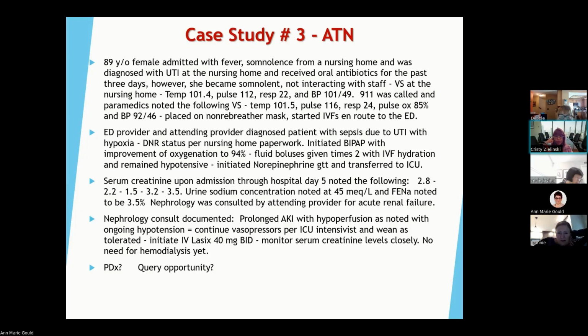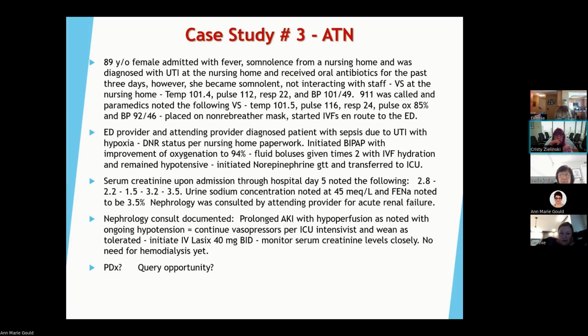Urine sodium concentration was noted to be 40 milliequivalents per liter, and FeNA was 3.5. Nephrology was consulted by the attending provider for acute renal failure. The nephrology consult documented prolonged AKI with hypoperfusion, as noted with ongoing hypotension. Continue vasopressor per ICU intensivist and wean as tolerated. Initiate IV Lasix 40 milligrams BID. Monitor serum creatinine levels closely. No need for dialysis yet.